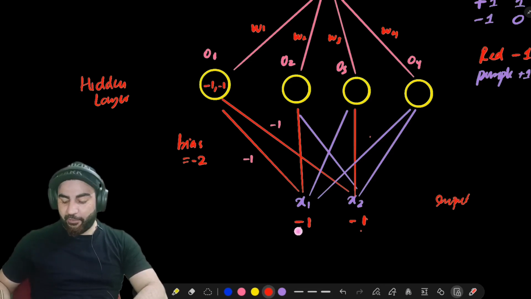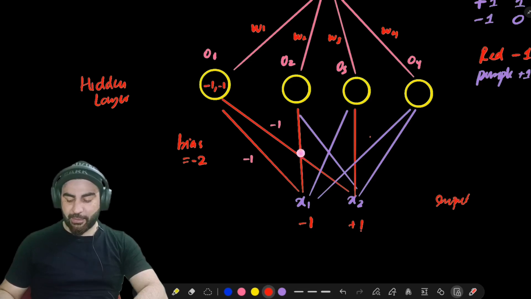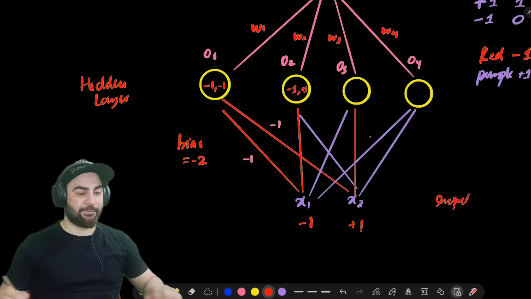Okay. When you have this input -1, -1. Now if you have this input, let's say -1 and +1, you see this is -1 and this is +1, so this will get activated. How many of you are understanding this? Can I assume that you are understanding this?